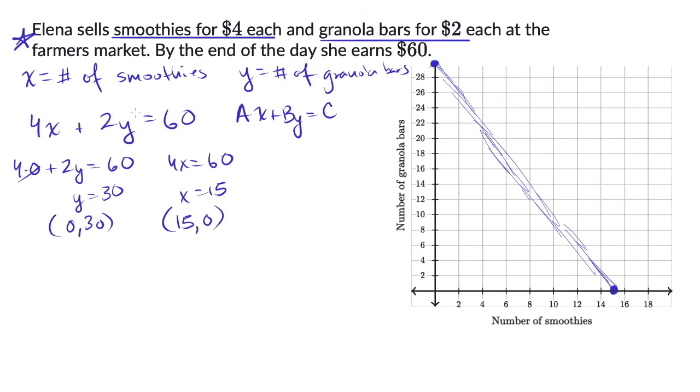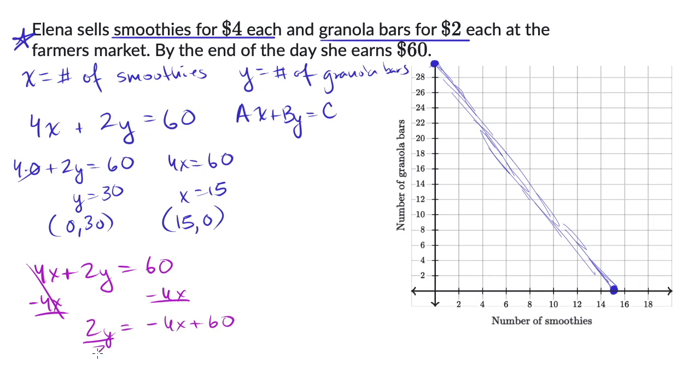Now there are other ways of manipulating or representing this equation. For example, I can start with 4x plus 2y is equal to 60. I could solve for y. So I could subtract 4x from both sides, and I would get 2y is equal to negative 4x plus 60. I could divide both sides by 2, and I would get y is equal to negative 2x plus 30.